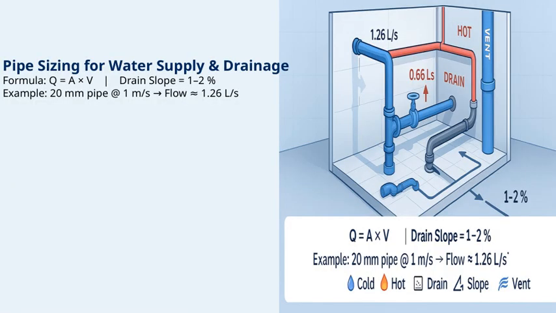Let's take a closer look at pipe sizing for water supply and drainage. As you can see, the key formula here is Q equals A times V.